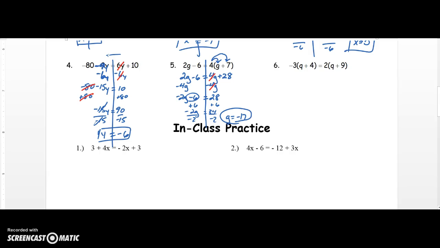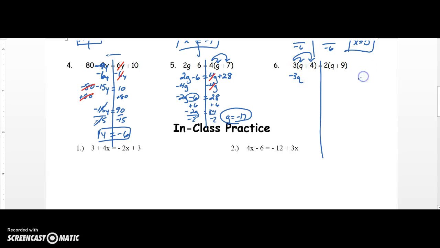Okay, number 6. A little bit more difficult. It's going to require more steps. You have to distribute on both sides. Now remember, distributing is multiplying the outside term by everything on the inside. So we have to first do negative 3 times q and negative 3 times positive 4. Negative 3 times q is negative 3q. Negative 3 times positive 4.